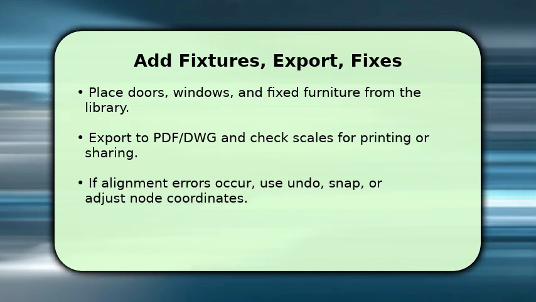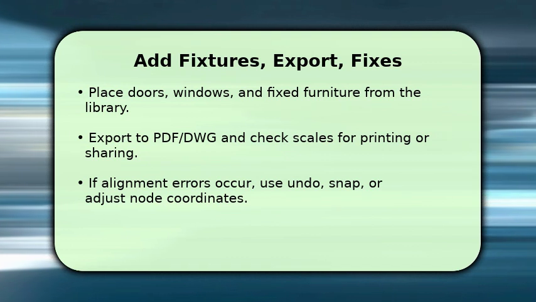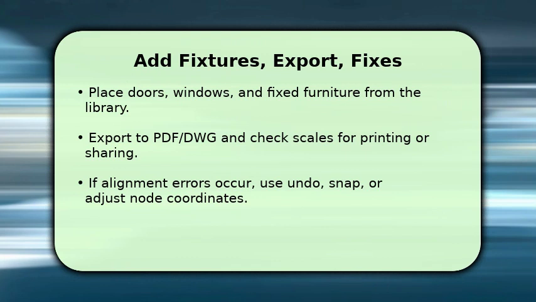Once complete, run a final measurement check, then export the plan to PDF or DWG at the correct scale for printing or client review. If elements misalign, undo recent steps, toggle snap to grid, or edit node coordinates numerically to restore precision. That single fix often resolves spacing and overlap issues quickly.